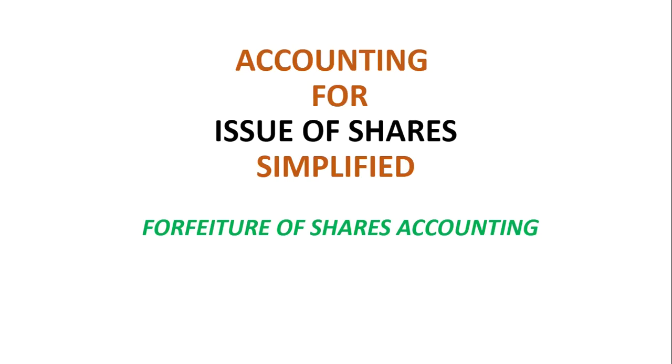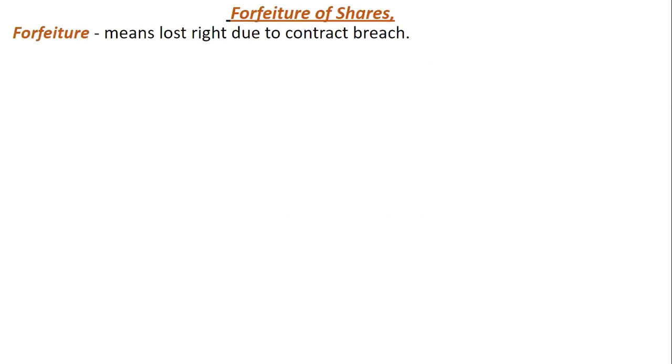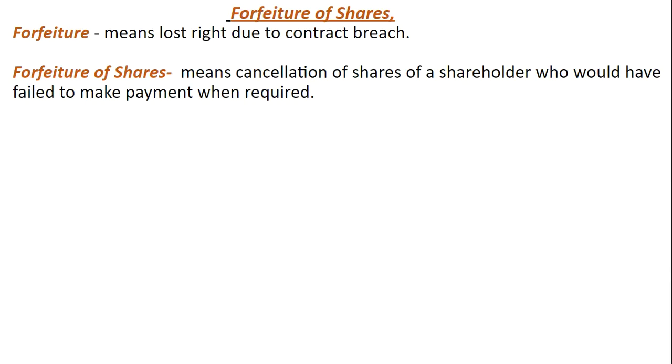Lesson 3 is going to touch on forfeiture of shares. It's not a given that when a company issues shares, subscribers are going to be able to make payments throughout the core stages. There are some shareholders who will fail to make payments for shares. Forfeiture means lost right due to a breach in contract. Forfeiture of shares means cancellation of shares of a shareholder who would have failed to make payments when required.